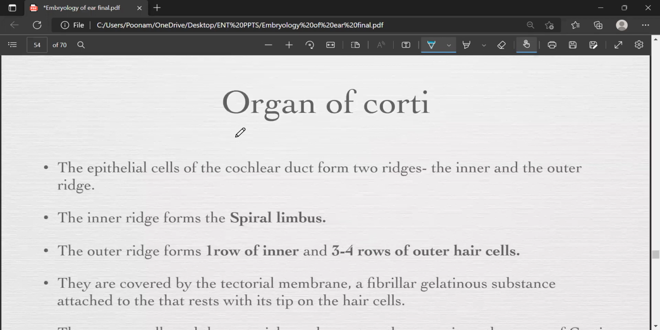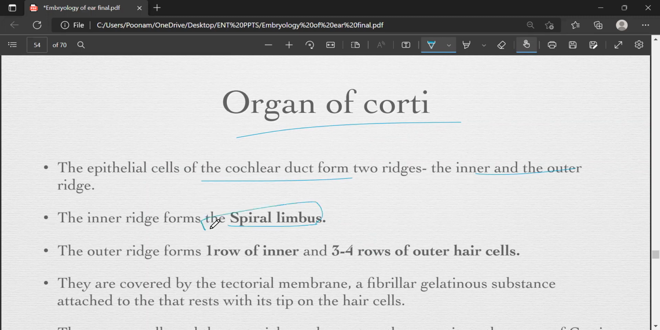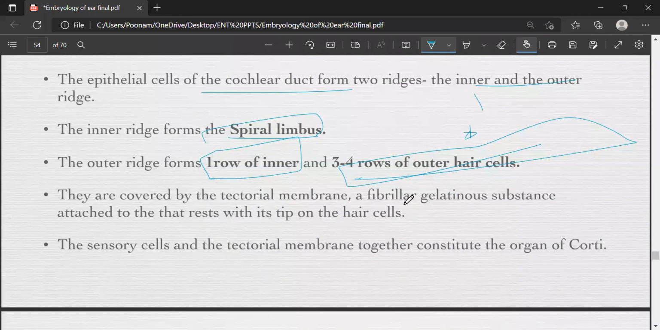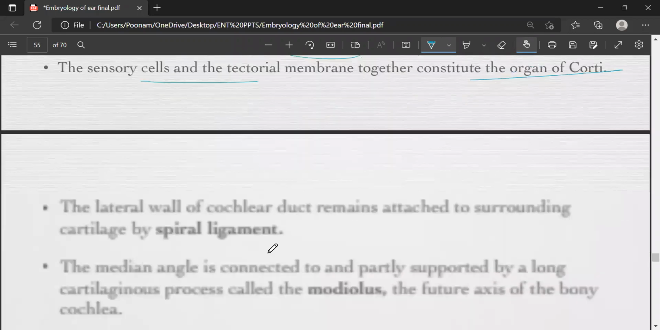Coming to the organ of Corti, which is the sensory organ of the inner ear. The epithelial cells of the cochlear duct form two ridges, inner and outer ridge. The inner ridge forms the spiral limbus. The outer ridge forms one row of inner and three to four rows of outer hair cells. This is important. They are covered by the tectorial membrane, a fibrous gelatinous substance attached to the limbus, with its tip on the hair cells. The sensory cells and the tectorial membrane together constitute the organ of Corti.